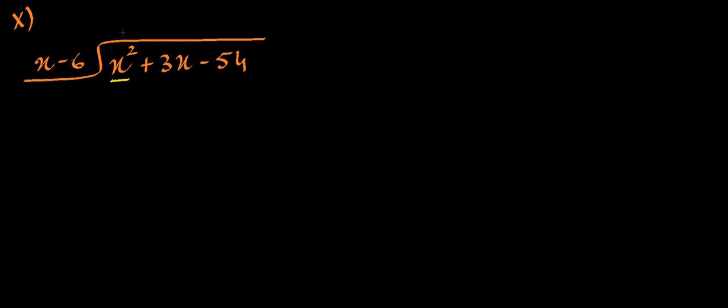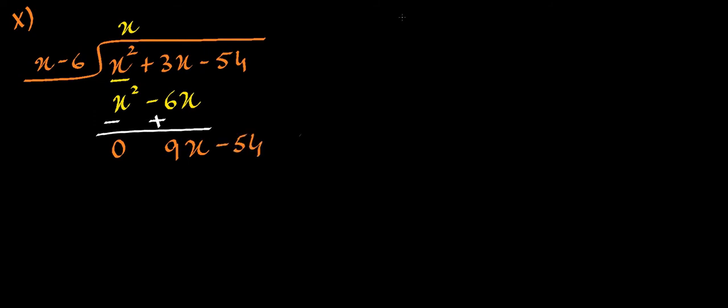First target is my x square. X multiplied by x will give me x square. So x into x is x square. X into minus 6 gives me minus 6x. Subtraction, change of signs. This minus becomes plus. Now, x square minus x square is 0. Plus 3x plus 6x is plus 9x. Remember, this sign we will not check, we have changed the sign. And minus 54 comes down as it is.